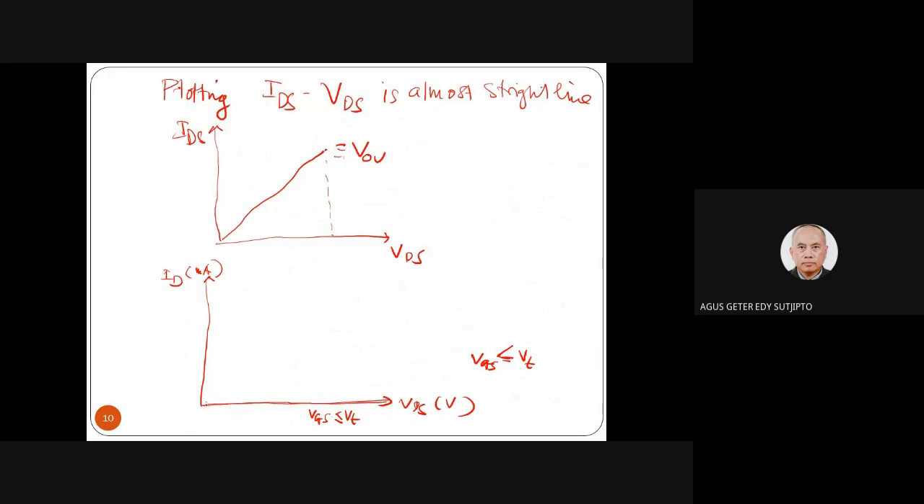So what happens when we increase VGS? For example, VGS equals the threshold voltage VT plus, for example, 0.5 volt. Then we have this one.